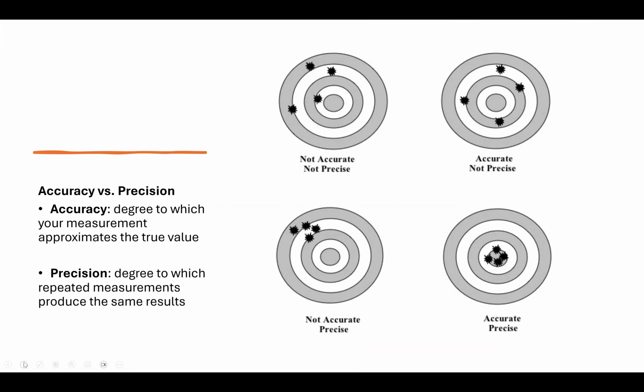So then we're going to talk about accuracy versus precision. You may have seen something like this already. Accuracy is where your measurement approximates the true value, and precision is the degree to which repeated measurements produce the same results. Okay. So precise and accurate is in the bottom right-hand corner. Precise because it's in the middle of the bullseye, and accurate because all 4 of them are in the middle of the bullseye. Does that kind of make sense?